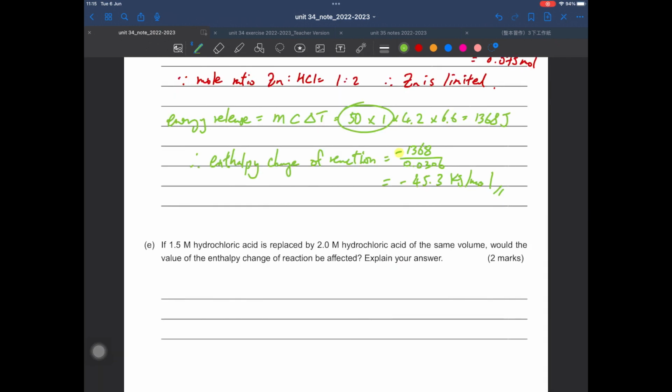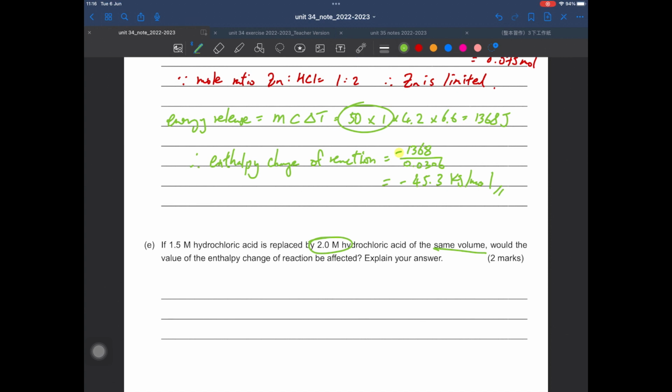Question E. So what if we use a more concentrated hydrochloric acid with the same volume in the experiment? Will the enthalpy change be affected? And don't forget, explain your answer. To solve these questions, we need to ask, during the calculation in part D, will the number of reaction change when I use more concentrated hydrochloric acid? Or simplify, is hydrochloric acid the limiting reagent in part D?